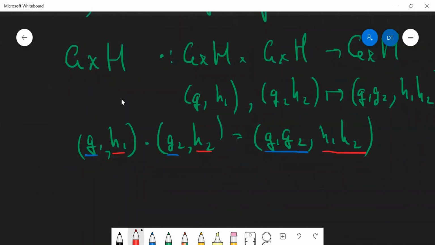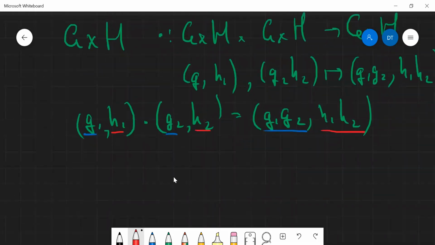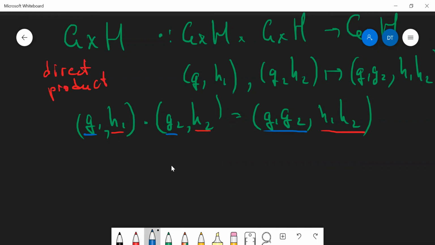So this set with this operation is called the direct product of the groups G and H. So this is the direct product. Or just product.